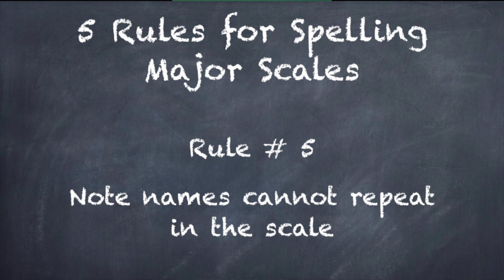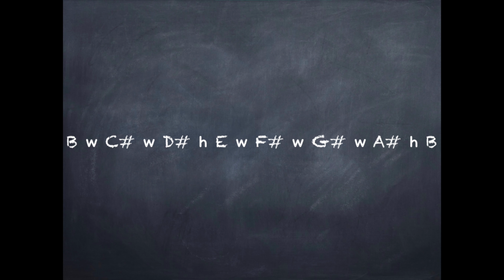And finally, rule number 5, note names cannot repeat in the scale. Aside from the root note, obviously. That's the only note name that's going to repeat in the scale. So we have our B major scale here, and if you'll notice, the pattern of intervals is the same: whole step, half step, whole step, half step. And the result of those spacings gives us each note of the alphabet. So starting from B, we have C sharp, and then D sharp, and then E, then F sharp, and G sharp, and A sharp, all the way back to B.